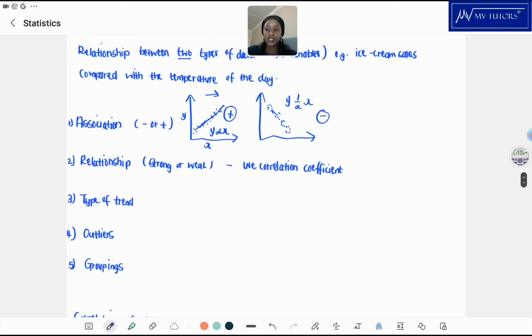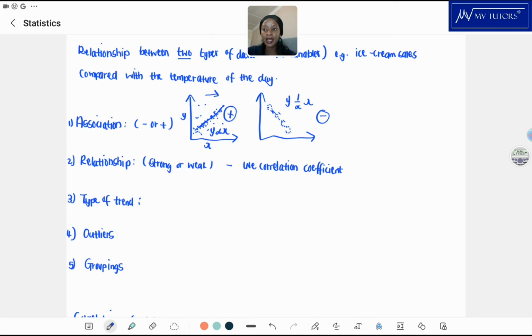Now we need to look at relationship, basically the strength or the weakness, and we're going to get into detail with that a bit later. If you look at the correlation of your data, if you have something where your data set is really close to the trend line, that is quite a strong relationship. But if you have data that is all over the place, that is more of a weak relationship. And then the type of trend as well. With the type of trend, we're looking at the type of graph.